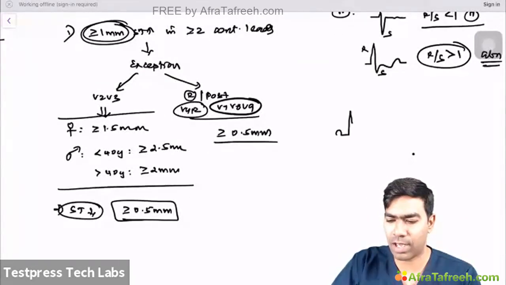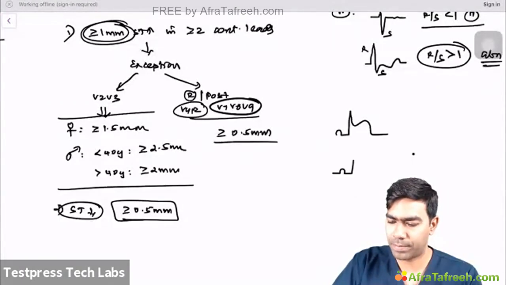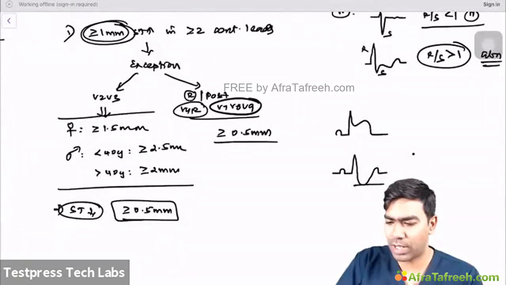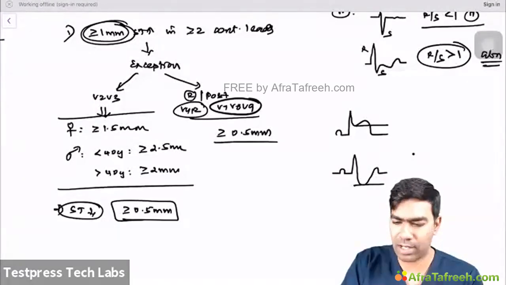For example, if you have an ST elevation, and you have an ST depression, where will you calculate it? Which point? Will you say this is ST elevation, or this is ST elevation? What point do you use? So we know this is the J point.